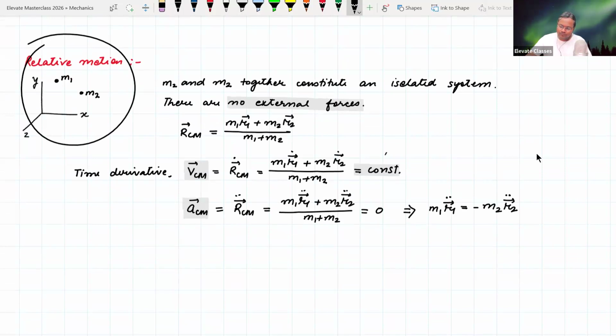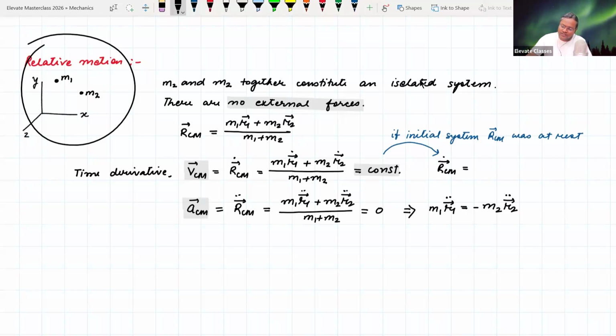So one more thing, if the initial system was at rest, here v is constant, okay. But if we know that the initial system RCM was at rest, then what will happen? Then RCM dot is equal to 0, right? If the initial system was at rest overall, then the center of mass is going to have 0 velocity, which simply means that m1 r1 dot is equal to minus m2 r2 dot.